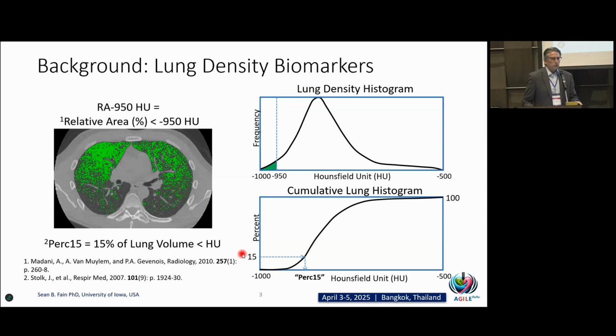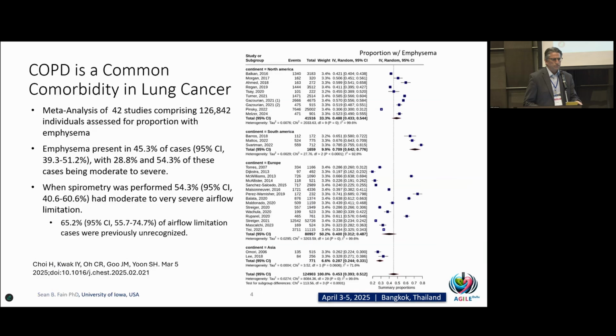A second measure that's in the literature is the PERC 15. The PERC 15 is a single Hounsfield unit number that corresponds to the volume at which the lung has 15% coverage below a specific value. And that's generally using the cumulative histogram as shown here. The PERC 15 has a couple of advantages in that it is a little bit better behaved statistically, despite the fact that it doesn't give you regional measures.